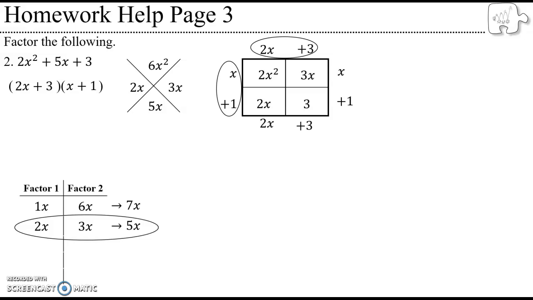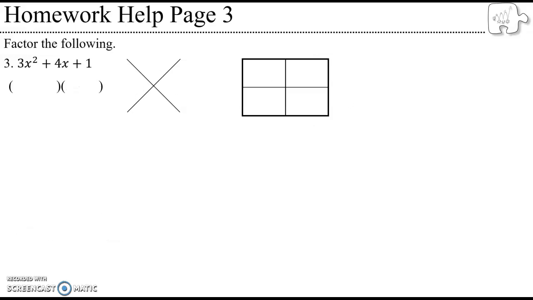Alright, so we got a couple more. I'm going to do 1 through 4. Alright, so we got another one after this. So every problem we need a diamond and a box, or a generic rectangle, if you will.